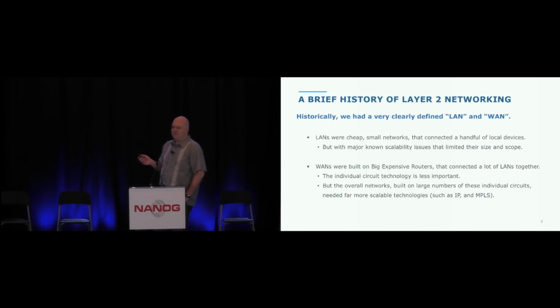So, absurdly basic recap of networking. Historically, in layer 2 networking, we had a very clearly defined LAN and WAN, right? LANs were these very cheap, small networks that connected a handful of local devices. And there are obviously major known issues with scaling that out. So you had very small LANs. And whenever you wanted to connect multiples of those together, whenever you did them over distance, whenever you did pretty much anything, you had a very clearly defined WAN.